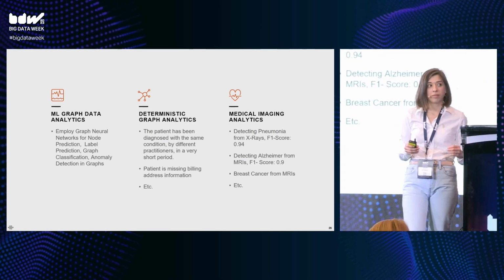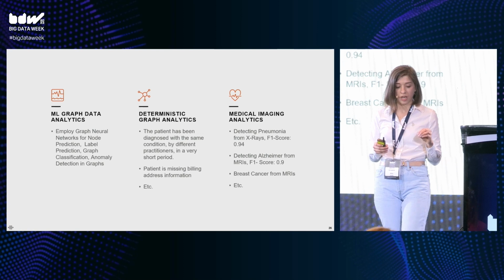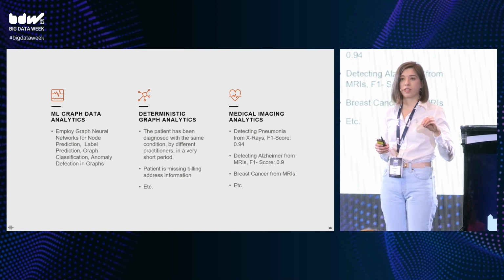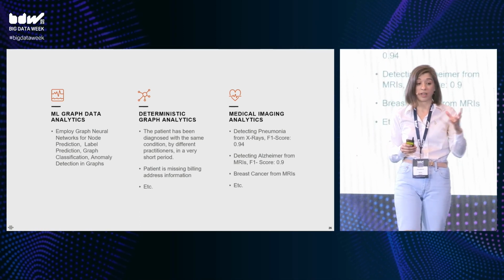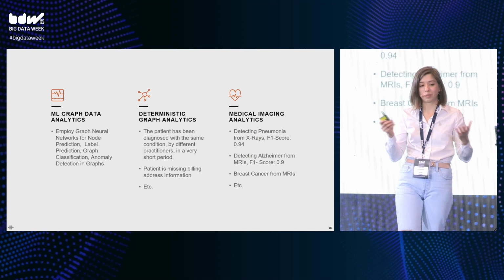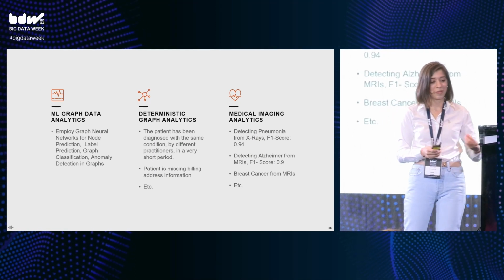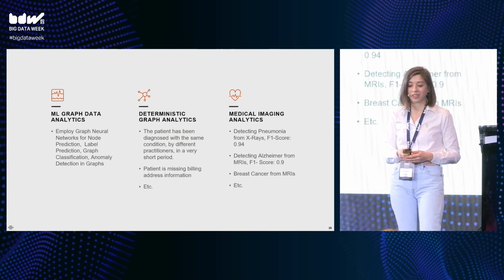We also have some deterministic ways of analyzing the graph. For example, we are interested to identify in a deterministic manner if in our live data graph there is any patient that has an invalid billing address. I know this is not part of the medical arc, but it's still part of the medical world, and it's part of some of the processes that you have to do when you visit the doctor.